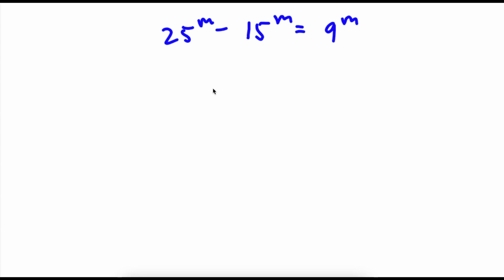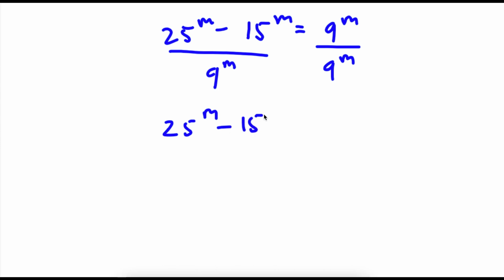In today's video, I'm going to be teaching you guys how to solve this exponential equation. So we have 25 to the power of m minus 15 to the power of m is equal to 9 to the power of m. Now the first thing I'm going to do is divide both sides by 9 to the power of m. So now I will have 25 to the power of m minus 15 to the power of m over 9 to the power of m is equal to, these two will cancel out, so 1.